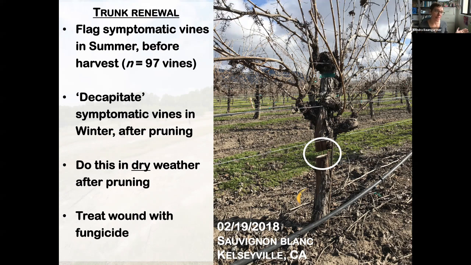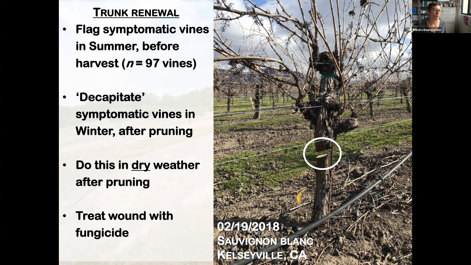But it's a drastic approach because you have to then retrain a vine, which can take 2 years to get a full canopy producing again. But it promises to get rid of all the infections. And we worked through an experiment with a grower with a Sauvignon Blanc vineyard testing this approach.